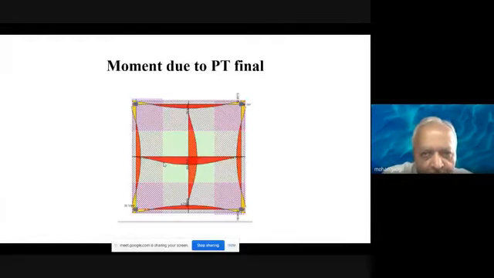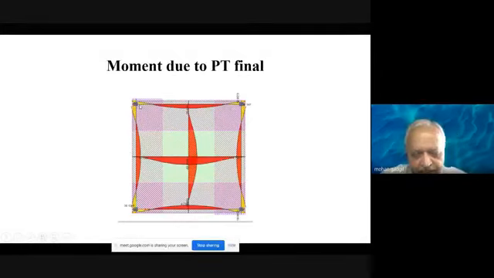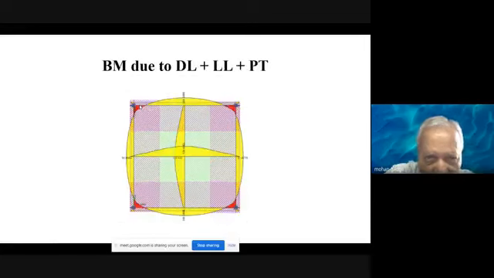The moment due to PT final is also indicated over here as per the cable profile. The midspan will have maximum eccentricity. At the end, we have a very small moment, while at the end where we have the restraint provided, there we see a small amount of negative moment developed because of the profile of the cable and so on.